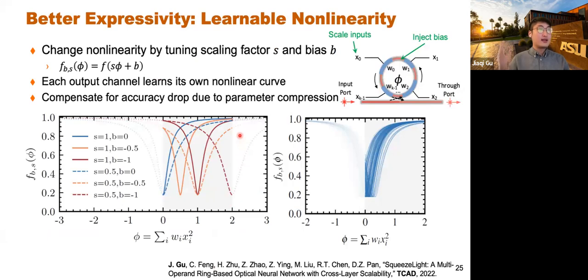And besides the efficiency and scalability, we also look at the expressivity, right? Previously, with the structured sparsity, you can harm some accuracy. Now we look at how to compensate for this accuracy loss by using learnable nonlinearity. So previously we talked about the nonlinear activation function for the ring. You can see the ring's nonlinear activation function can be tuned, can be learned. You can scale the curve. You can also shift the curve. Then different neurons, different rings can actually prefer or learn different nonlinear activation curves. And this is very efficient to increase the expressivity and thus the accuracy of this optical neural network.